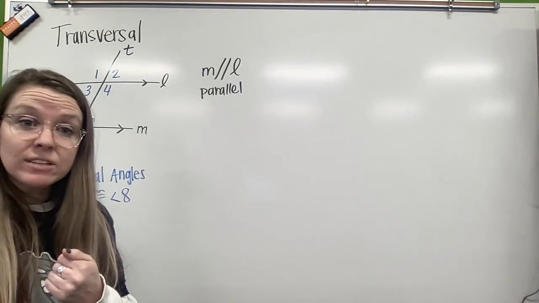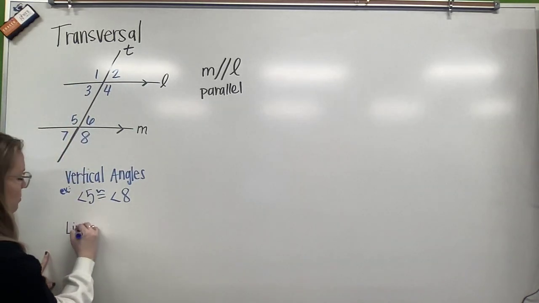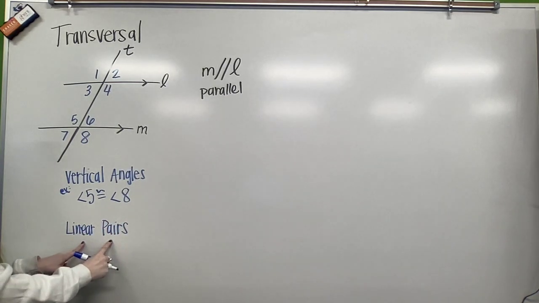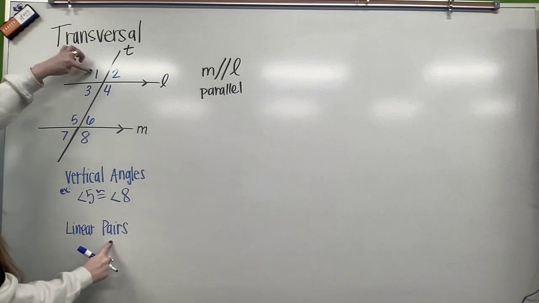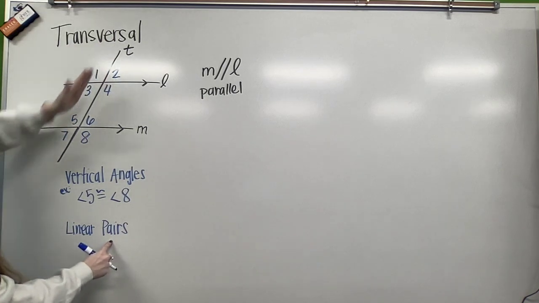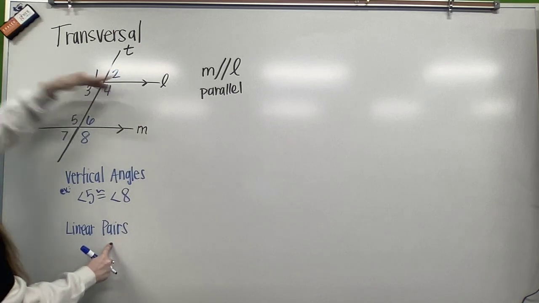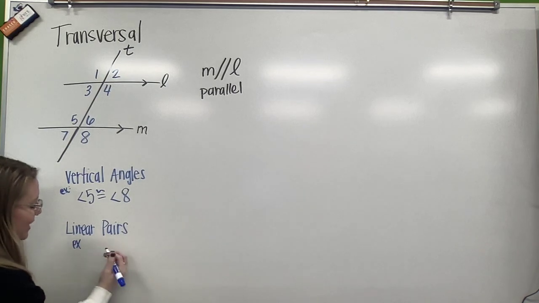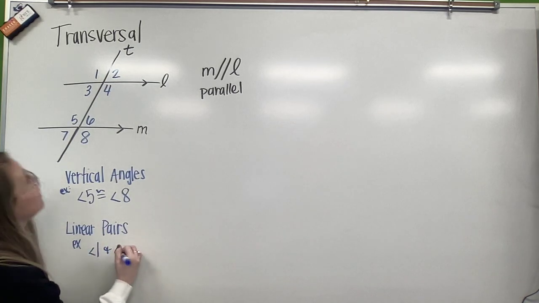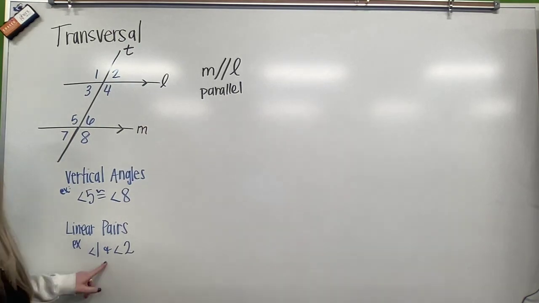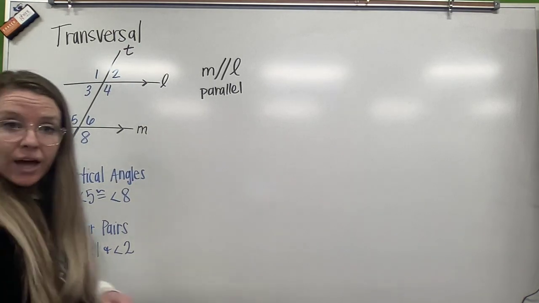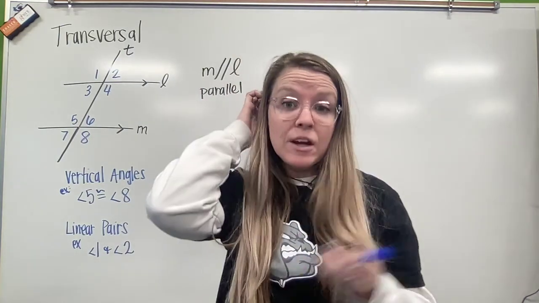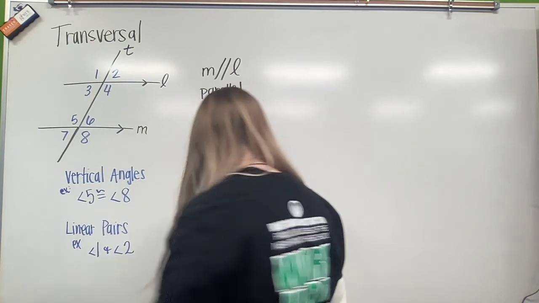Okay? We also have linear pairs. So if we look at our diagram, linear pairs are two angles that make a line. Well, 1 and 3 make the transversal. 1 and 2 make line L. So again, just an example, I could say angle 1 and angle 2. So if we add those together, they're going to equal 180 degrees. But we've got actually some more relationships that are pretty cool. So we're going to look at those right now.